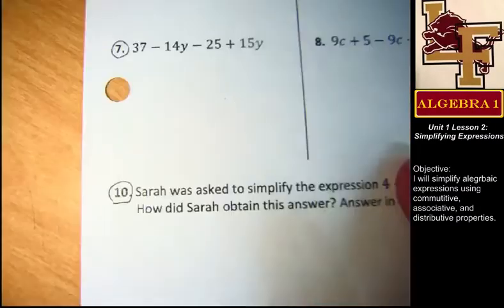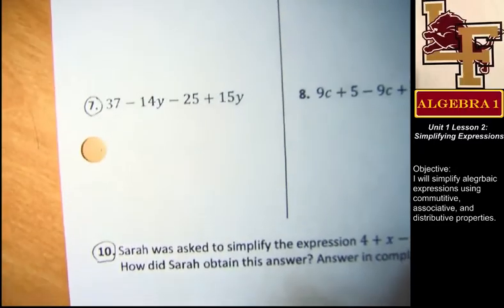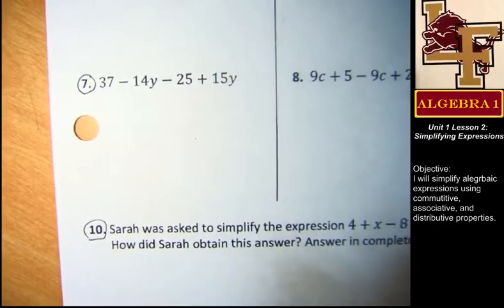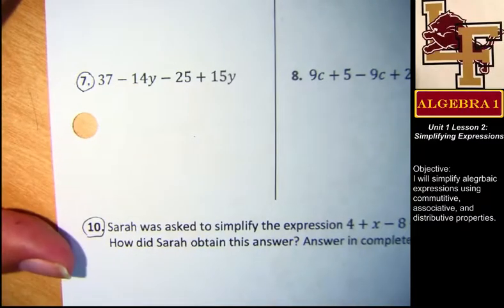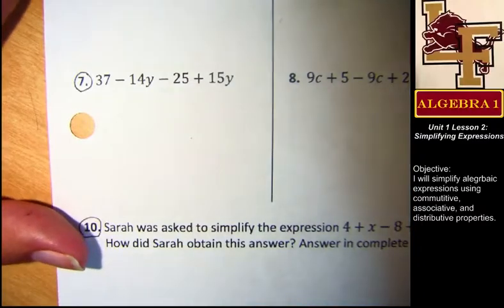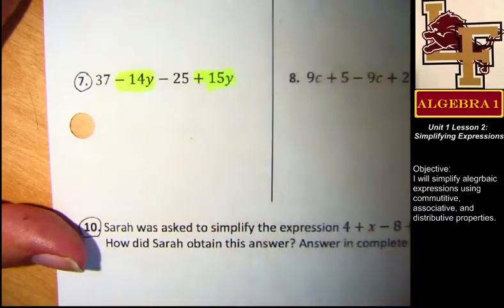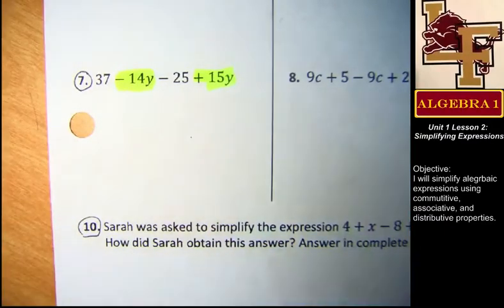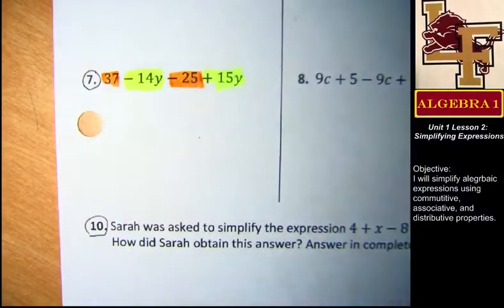Slide down. Let's look at number 7. All right, we're going to simplify. We're going to make it neater, smaller. We're going to use commutative and associative. So the first thing I need to do is find some like terms. So I'm going to look for things with variables first. There are my things with variables. And then I'm going to look for things with no variables. There are my things with no variables.